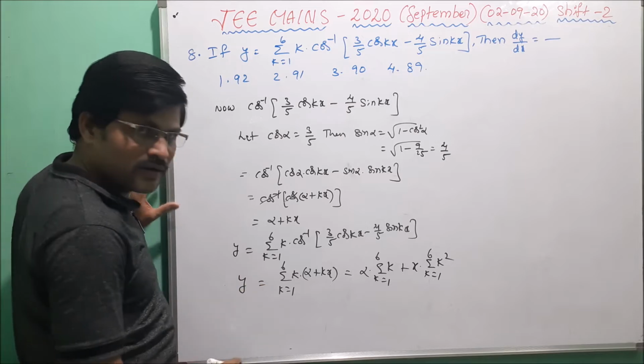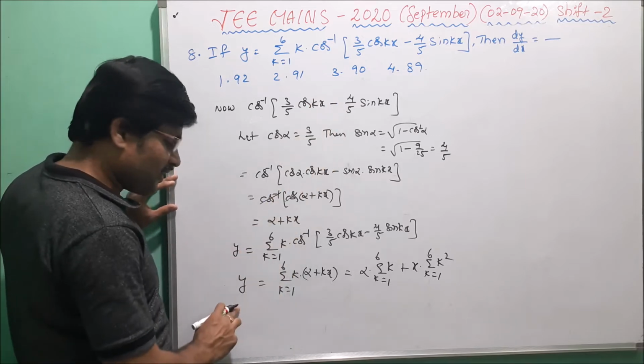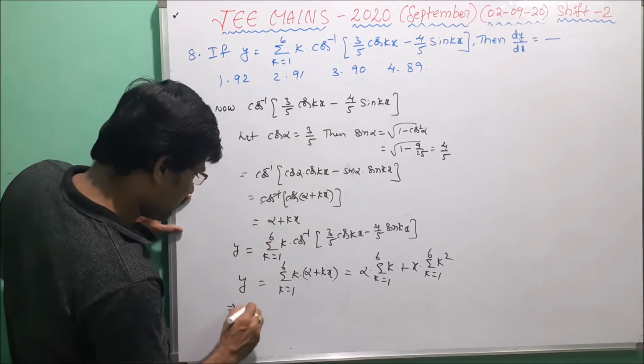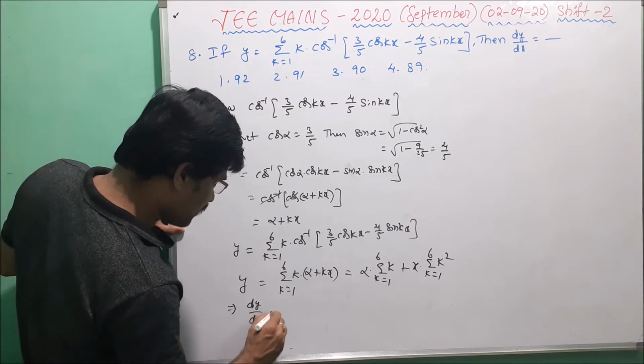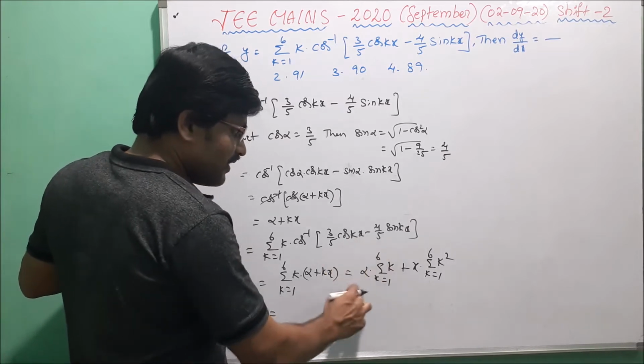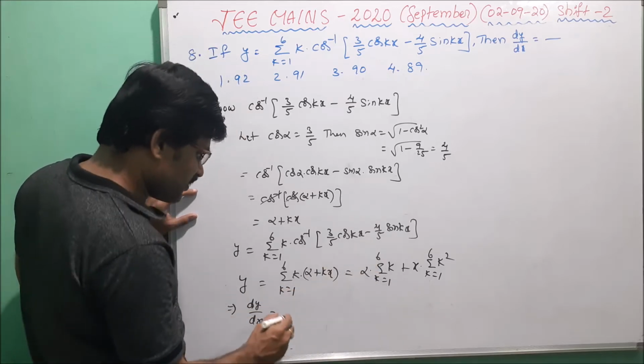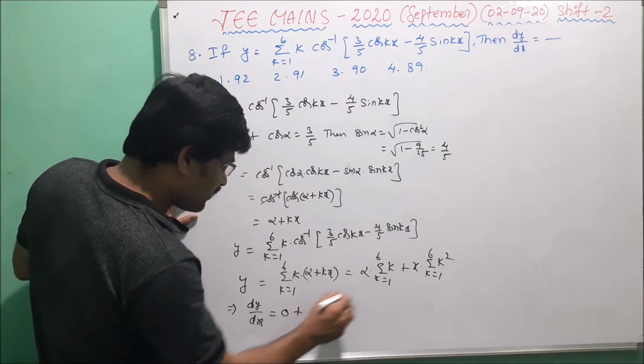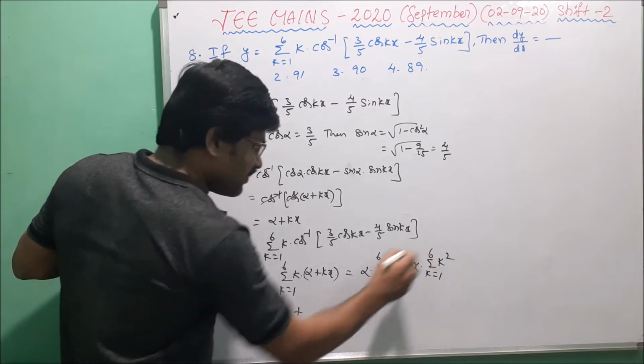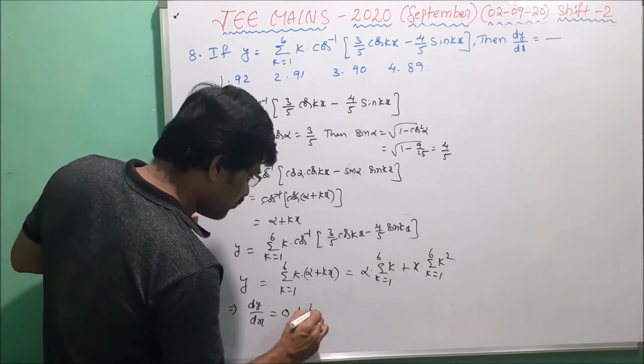This is y. Now we differentiate with respect to x, that is dy by dx equals to, here we observe this is always a constant. Now the derivative of a constant equals 0, plus the derivative of x, this is also a constant. The derivative of x is equal to 1.